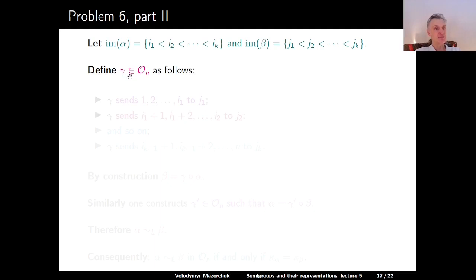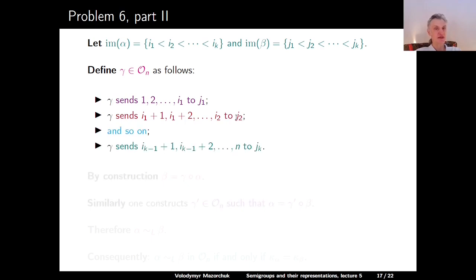Define an element gamma in On as follows. Gamma sends 1, 2, and so on, all elements up to i1 to j1. Then gamma sends i1 plus 1, i1 plus 2, and so on, all the way up to i2 to the element j2. And so on. And in the remaining segment, gamma sends i(k-1) plus 1, i(k-1) plus 2, and then all the way up to n, all these elements are sent to jk.